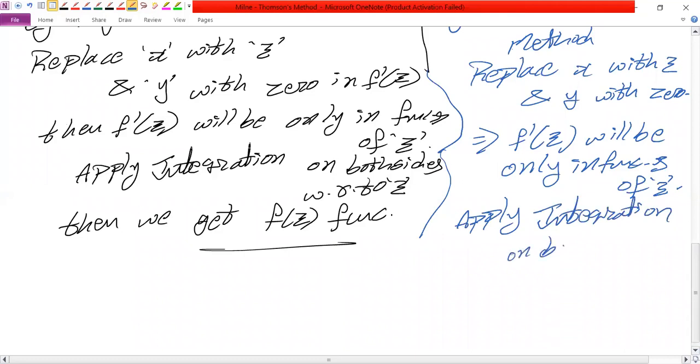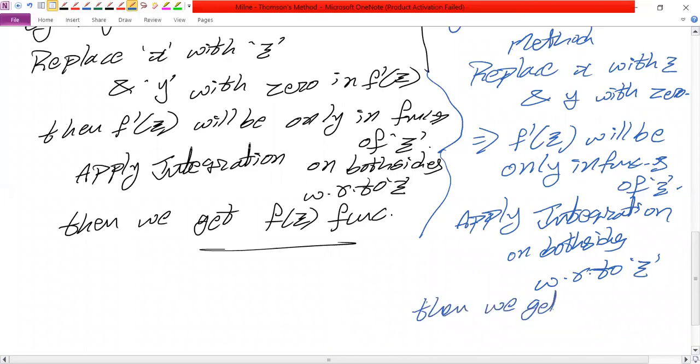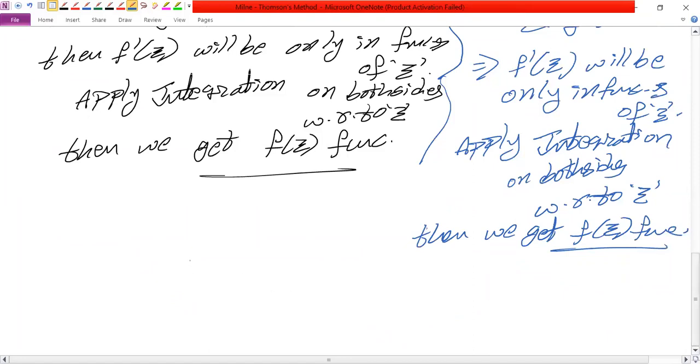On both sides with respect to z variable, then we are going to get f of z function. So what is f of z function? F of z function is our analytic function. This is the procedure of Milne-Thomson's method.